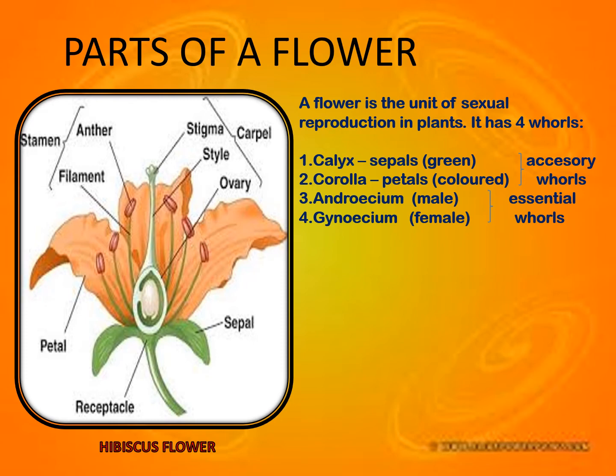Then we have the male whorl, which is called the androecium, and the female whorl, which is called the gynoecium. Both these are called essential whorls because they take part in the process of reproduction. Now, members of the androecium are called stamens and they are made up of the anther, the top part, and the filament.